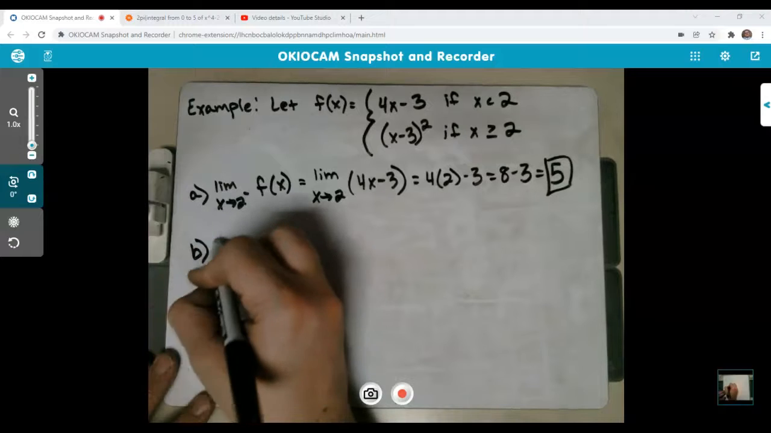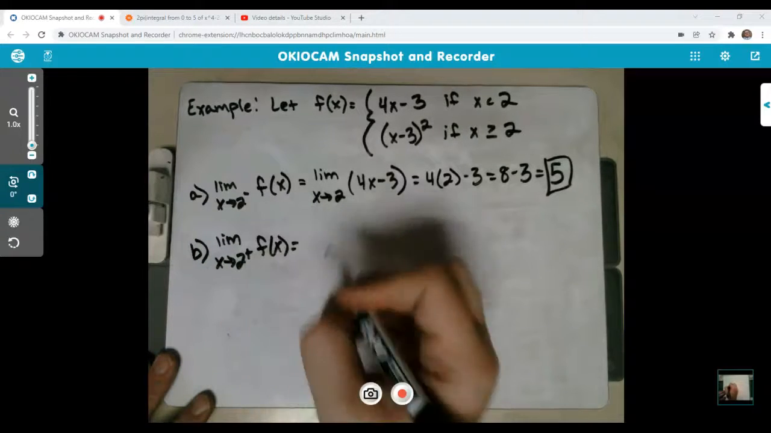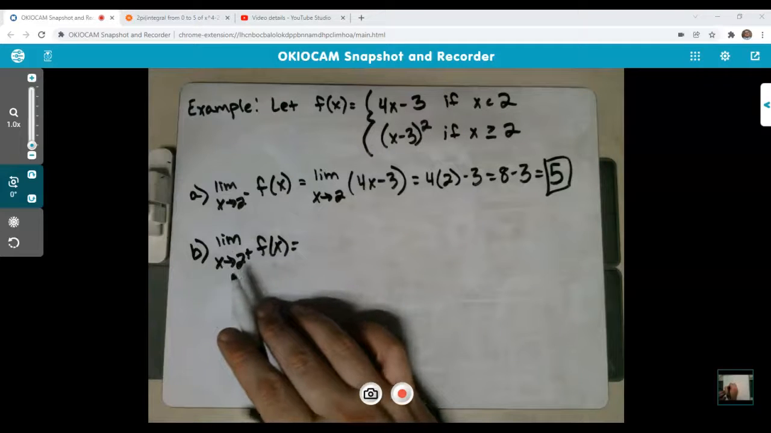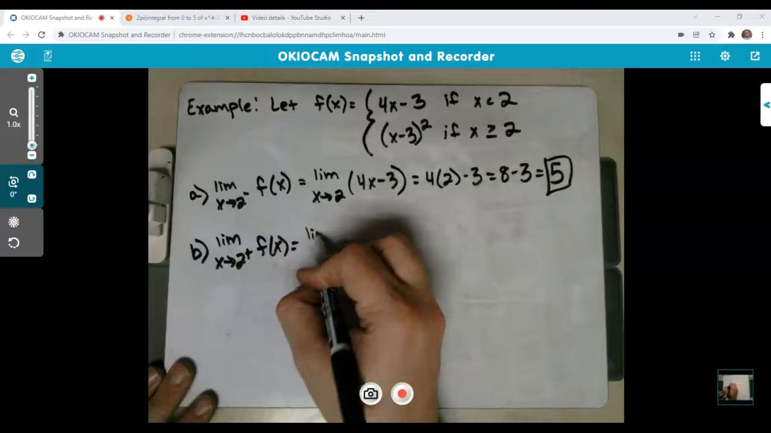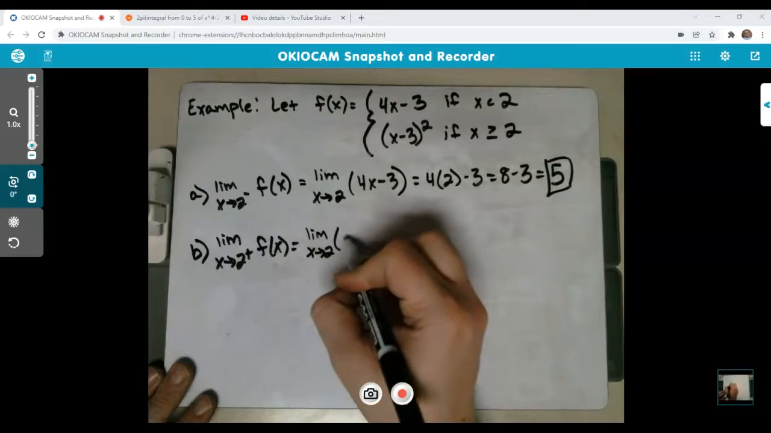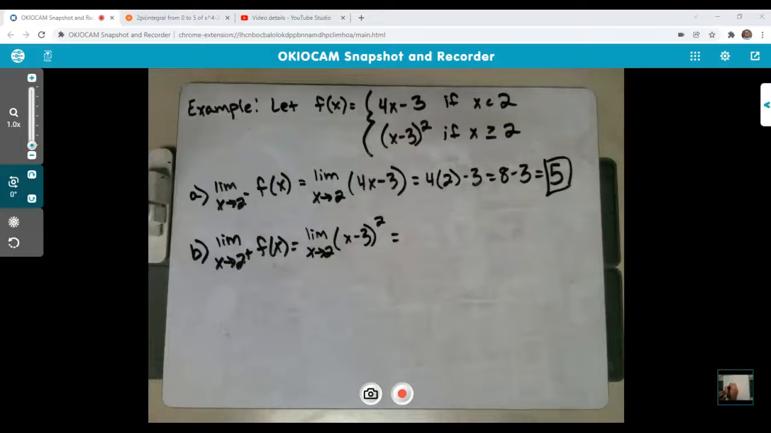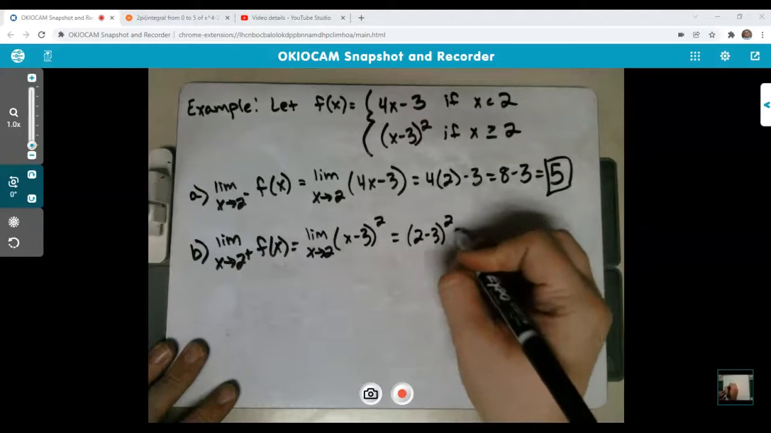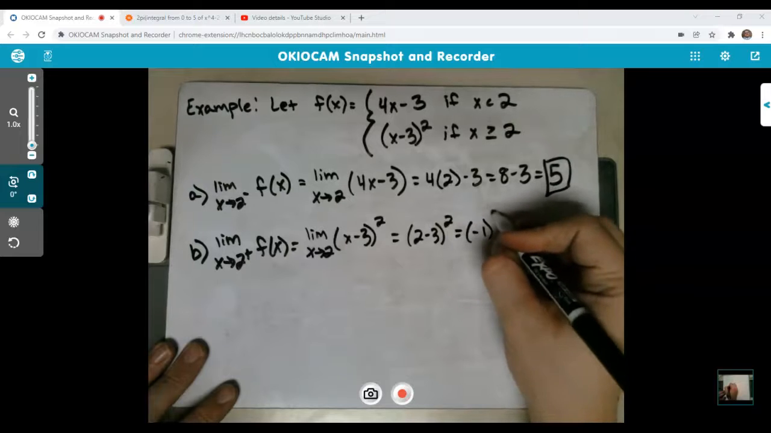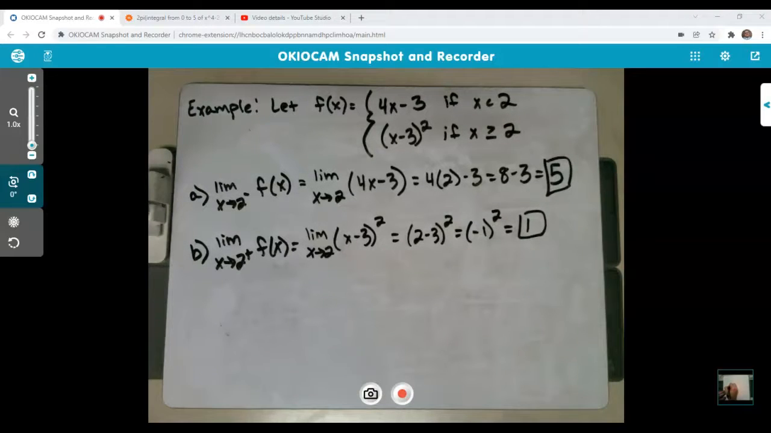But then part B asks for the right-hand side. So on the right-hand side, that's all things greater than 2, so I'm going to use this one. So that's the limit as x approaches 2 of x minus 3 squared, because I'm going from the right-hand side. As I know, I can just plug it in, so that's just going to be 2 minus 3 squared. 2 minus 3 is negative 1, so negative 1 squared, which is 1. So from the left, it's equal to 5, and from the right, it's equal to 1.